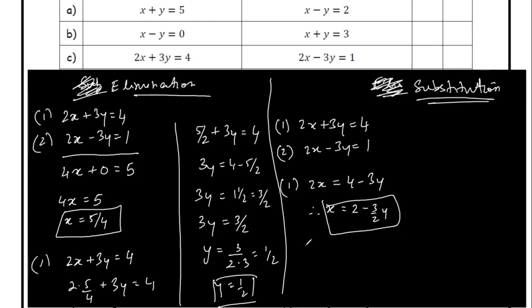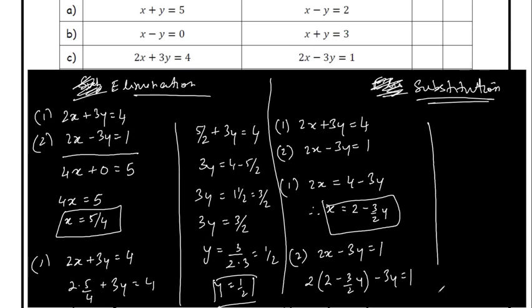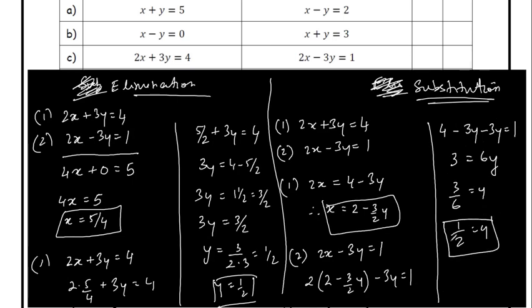I'm going to substitute this value of x in the second equation. So x is 2 times 2 minus 3 by 2y, and then minus 3y is equal to 1. So 2 times 2 is 4, and then minus 3 by 2 into 2 is minus 3y. Minus 3y again, which is equal to 1. So I get 3 is equal to 6y. 4 minus 1, 3 is equal to 6y. So 3 by 6 is equal to y, and that is half is equal to y. Got it?